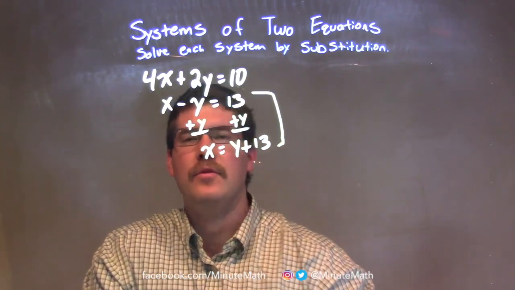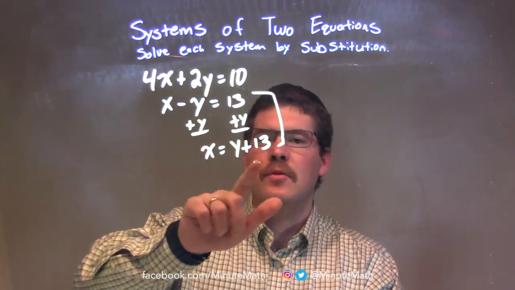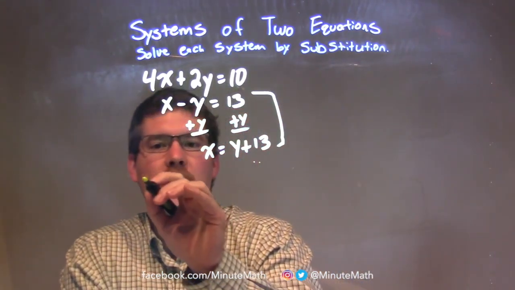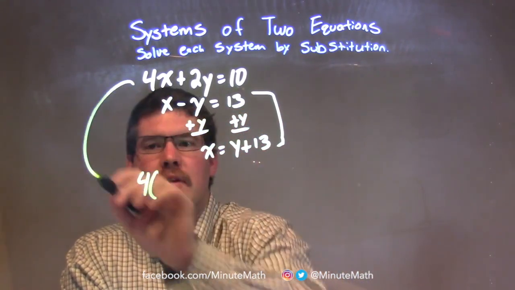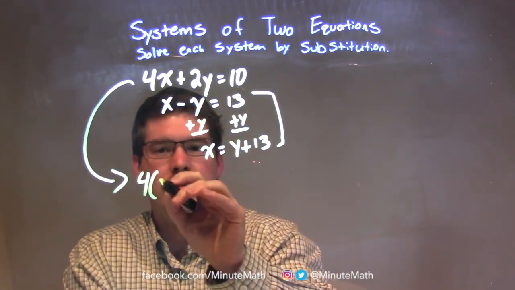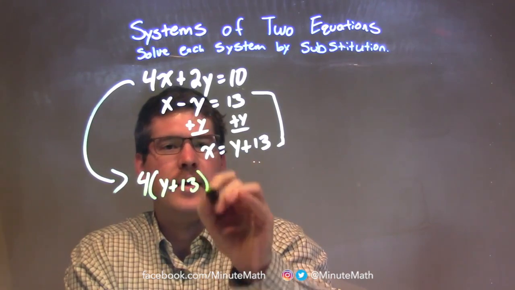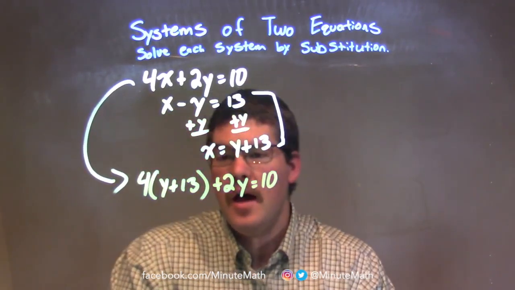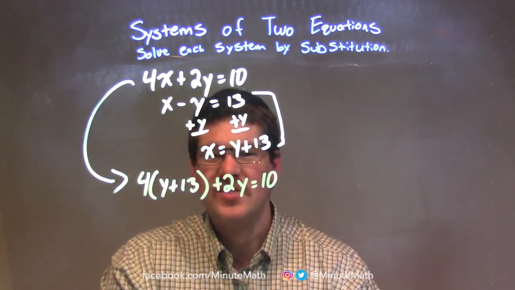So again, this is still equation number 2. I'm going to take that x equals y plus 13, and plug it in for the x in this equation. So we have 4 times, the first equation comes down, 4 times, well, instead of x, I'm going to put y plus 13, right there, plus 2y equals 10. And from here, I'm going to solve for y.